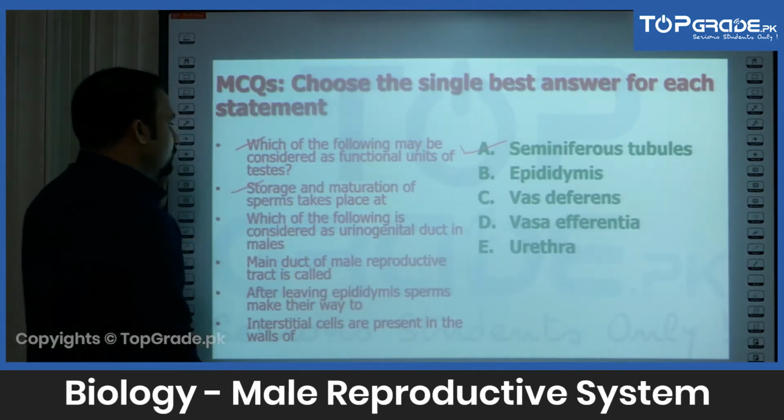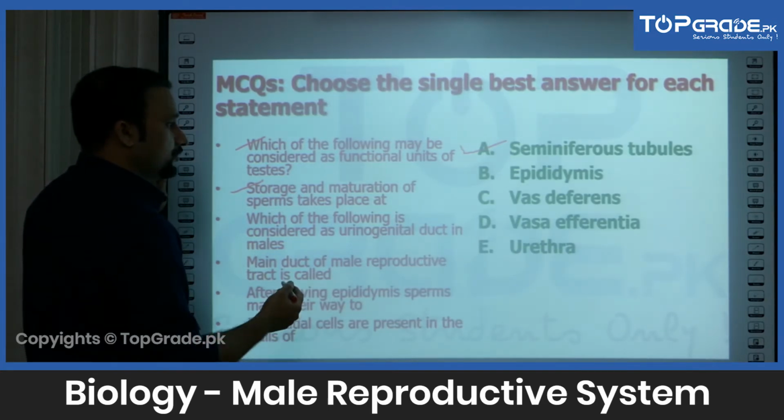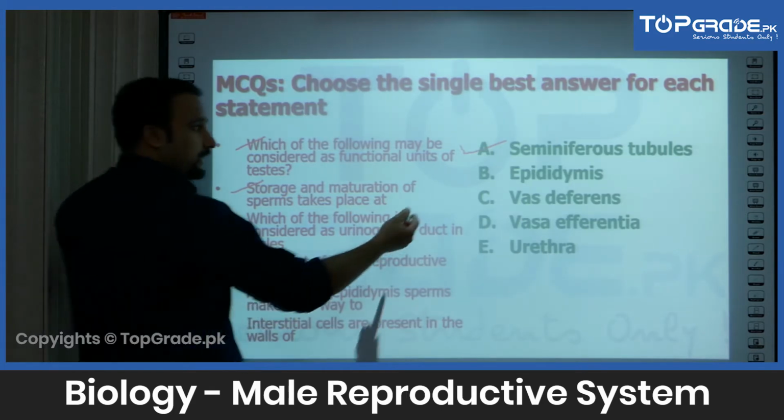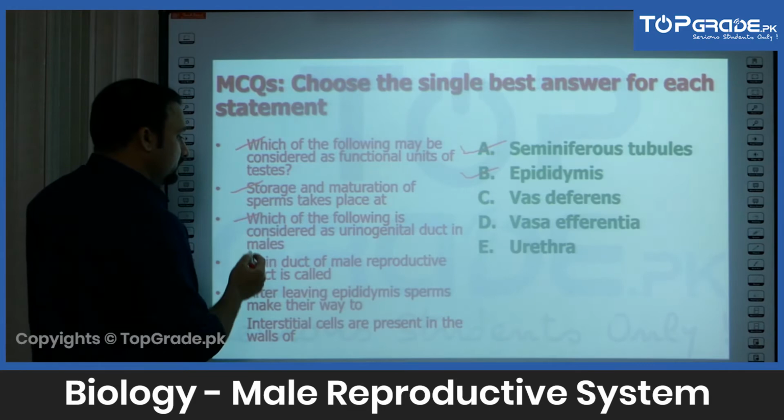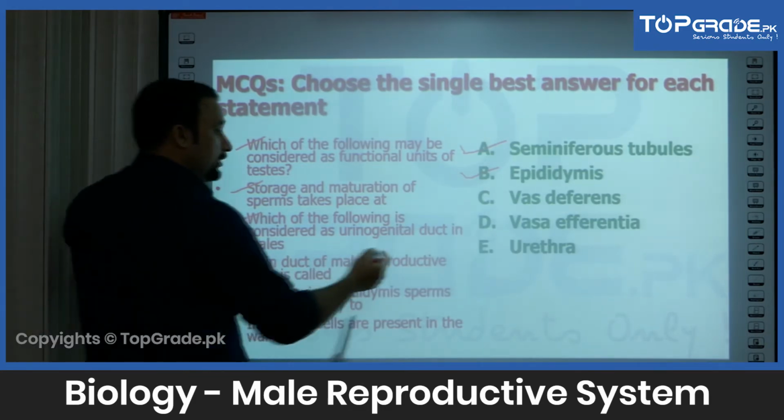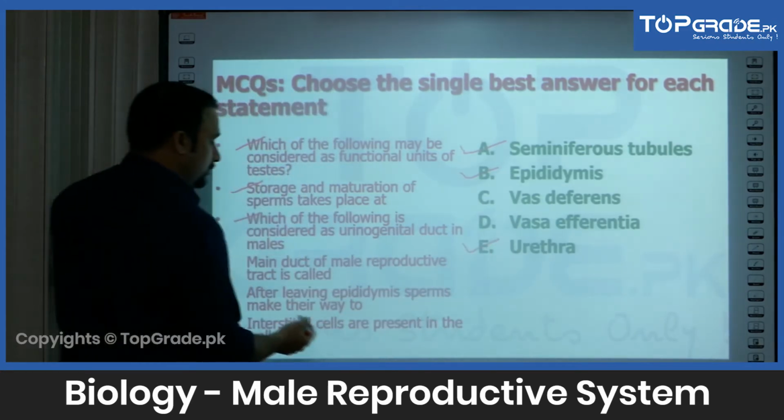Another statement, storage and maturation of sperms takes place at. So storage and maturation of the sperms basically takes place at epididymis. Another statement, which of the following is considered as urinogenital duct in males? Basically urethra in males is known as a urinogenital duct.